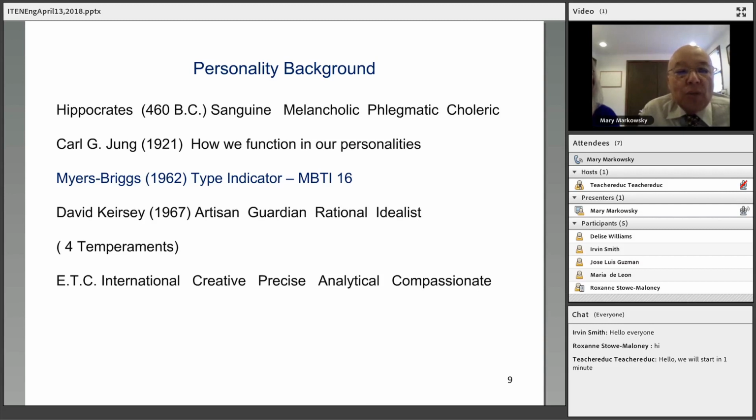From then on, we go to Carl Jung, Swiss psychiatrist, who in 1921 had the book of six personality types and how we function in our personalities. Now, Myers-Briggs is a mother and a daughter who in 1962 liked Carl Jung's work, but they had to translate the book into English because they wanted to come up with an indicator, which they called the Myers-Briggs type indicator, that when people take the test, and it's done a lot in businesses, they come out with 16 personalities.